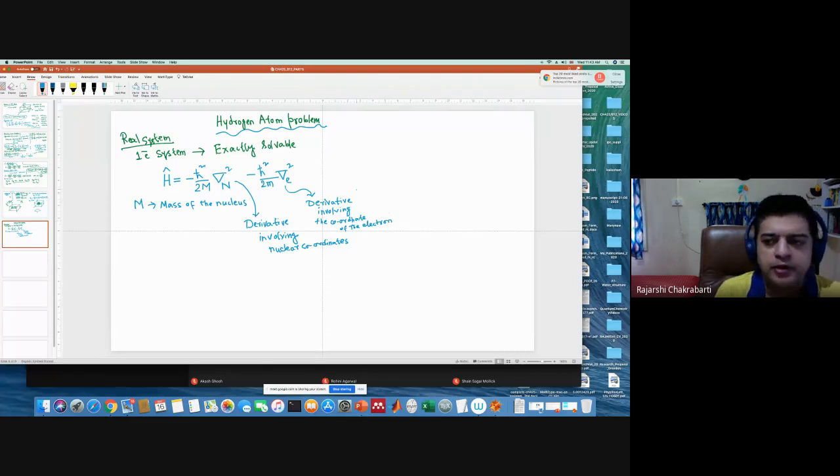Because you know the nucleus has protons, it is positively charged, and the electron is negatively charged, and they interact through Coulomb interaction. You know that? Okay. So then I should have e squared, e times e, with a minus sign because it's attraction. In SI units, I will have 4 pi epsilon 0, and then I'll put something like r, which I'm going to define now.